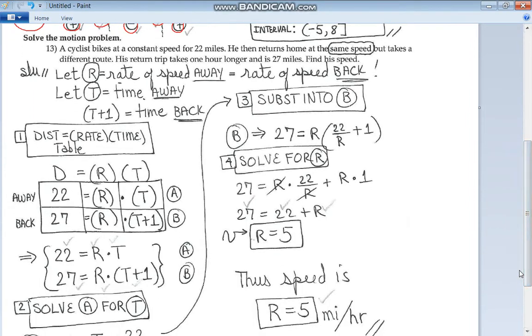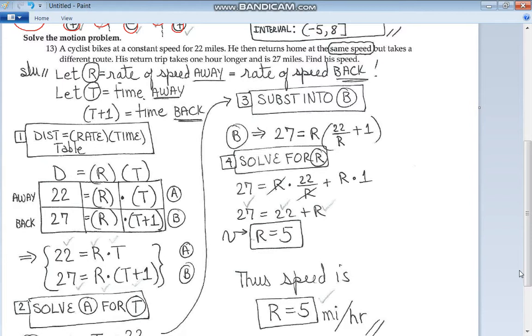A cyclist bikes a constant speed of 22 miles. Okay, so that's going to be always 22 miles is his rate of speed. We call that R. He then returns home at the same speed. R is always 22.